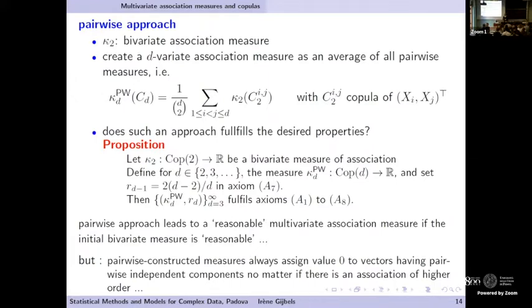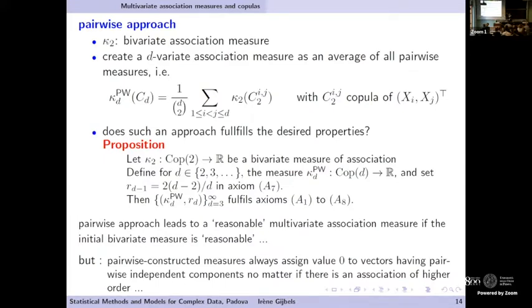Is that a good thing to do? Well, the proposition that I show you here, don't read it, I will tell you what it says. Essentially it says that if you start from a good bivariate association measure, which fulfills your 8 desirable properties, the same will hold for your multivariate pairwise association measure. Of course, what you will always have is that if all 2-component associations are 0, your multivariate measure will always be 0, because it misses any kind of higher order dependence.